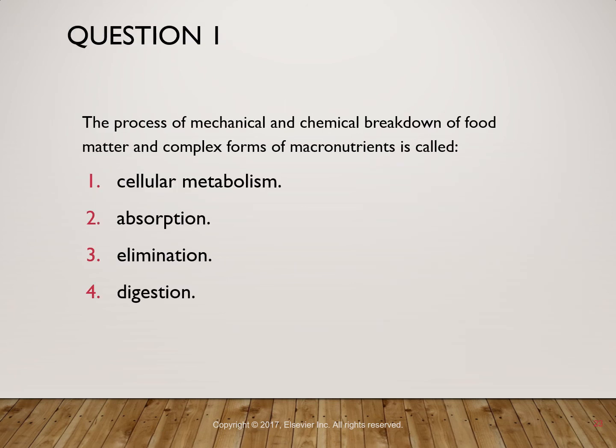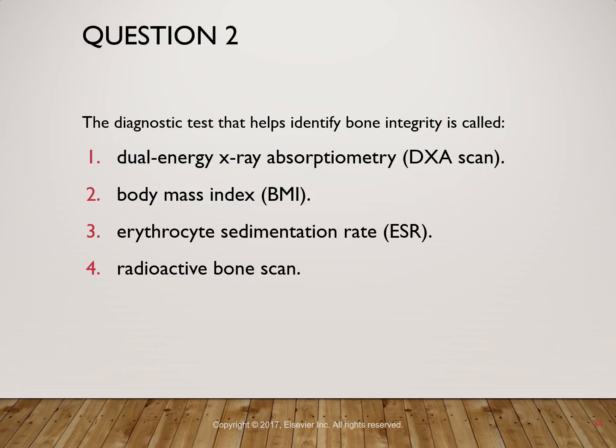Question. The process of mechanical and chemical breakdown of food matter and complex forms of macronutrients is called: 1. Cellular metabolism, 2. Absorption, 3. Elimination, or 4. Digestion. Your answer should be cellular metabolism.